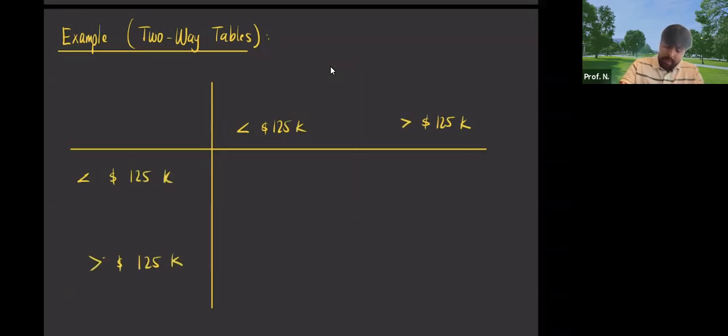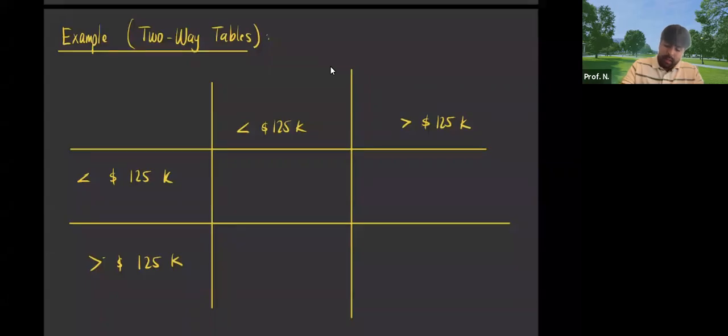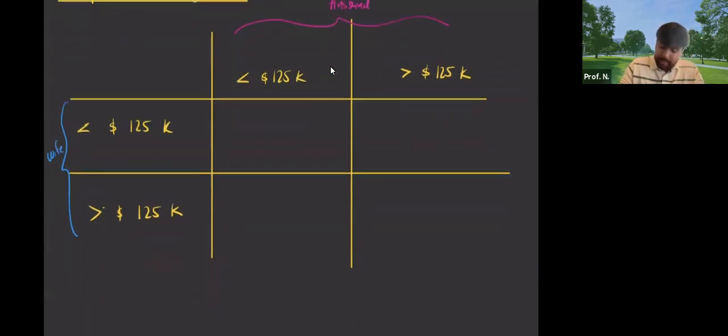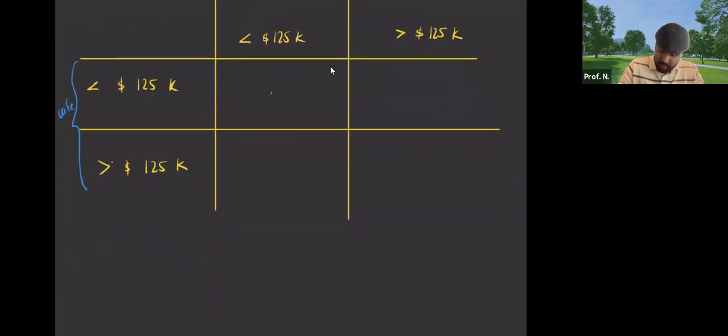So this is an example of two-way tables. You may have seen this before. And the rows here are going to be from, so I'm going to describe what the context of this table is. This is the husband. So according to a survey or a poll, I'm going to put the numbers here, 212, 36, 198, and 54.